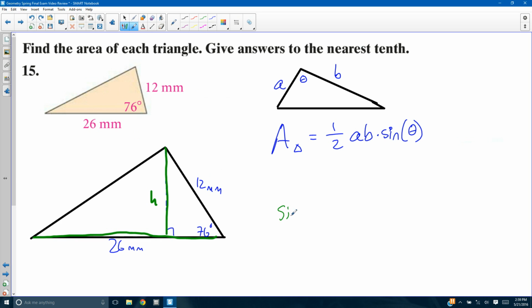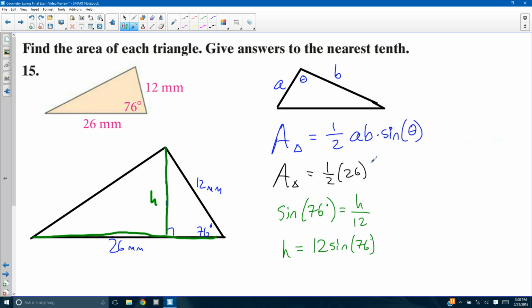So if I do sine of 76 degrees, that's going to be equal to h over 12. What that allows me to do is solve for h. Now I'm going to go ahead and not round an answer early when I calculate it. Multiply both sides by 12. You get h equals 12 times the sine of 76 degrees. That's an exact value for this height right here. So if I want to find the area of this triangle, it's going to be 1/2 base times height: 1/2 times 26 times 12 sine of 76 degrees.